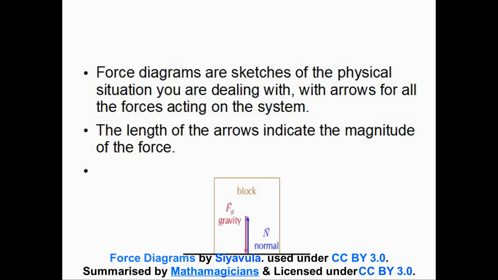Force diagrams are sketches of the physical situation you are dealing with, with arrows for all the forces acting on the system. The length of the arrows indicates the magnitude of the force. Just like in the diagram below, there is a block, and there are two forces acting on it: the force of gravity, Fg, and the normal force.